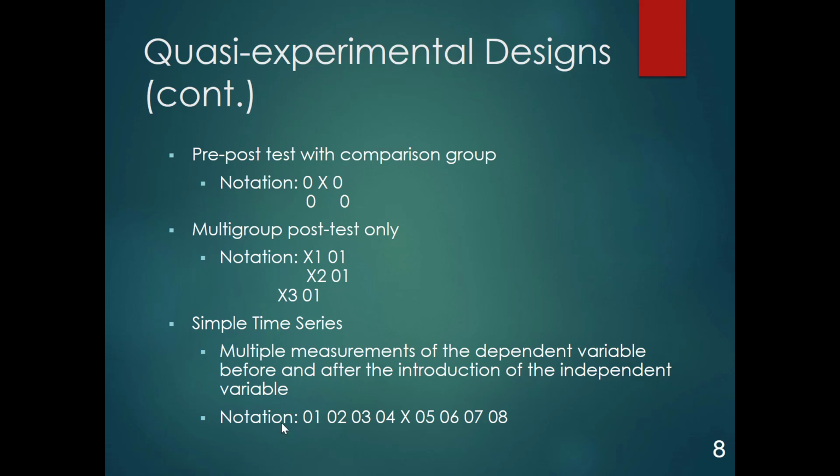So with the simple time series design, there are multiple measurements of the dependent variable before and after the introduction of the independent variable, which is your intervention. If you look at the notation, you have multiple measurements: O1 for the first measurement, O2, O3, O4. So you can see there are 4 different measurements. Then you introduce the intervention, and you keep following up with more measurements, continuing from where you stopped: 5, 6, 7, 8. So with the time series design, you're looking at multiple measurements before and after the intervention.